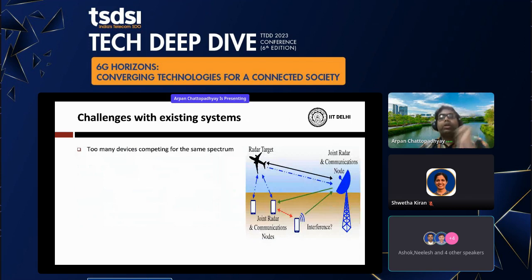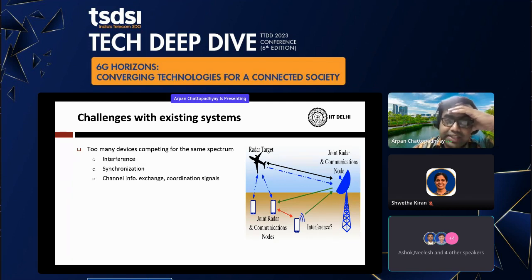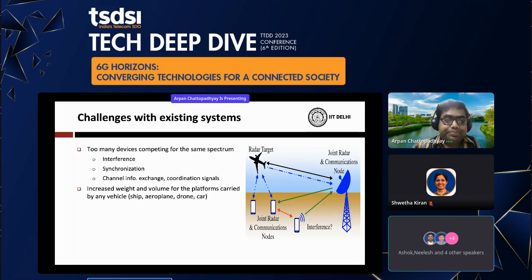We want to explore the research possibilities in this domain. So what are the challenges with existing systems? If you have too many devices competing for the same spectrum, there will be issues of interference, and you have to manage it. The interference could come from other devices, and from the same device as well, specifically if it is a full duplex device. There are synchronization issues. You need to exchange channel information among nodes. There will be coordination signals sent from one node to another. So it becomes a big challenge.